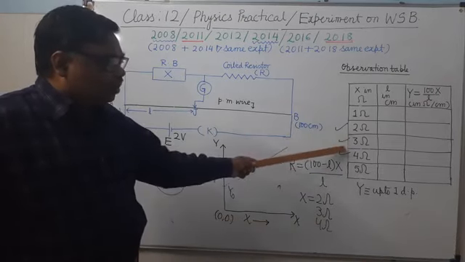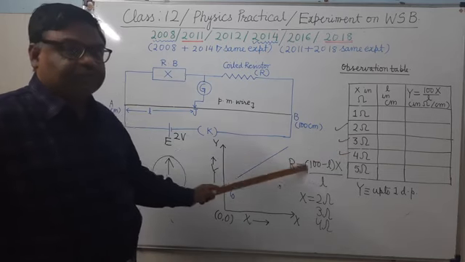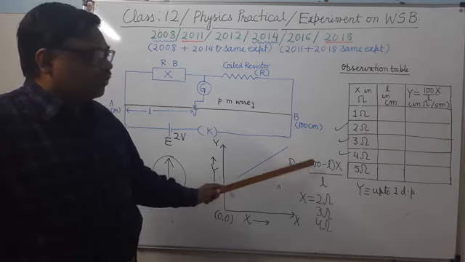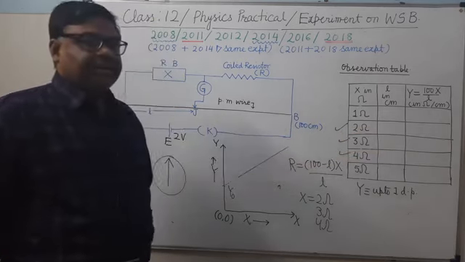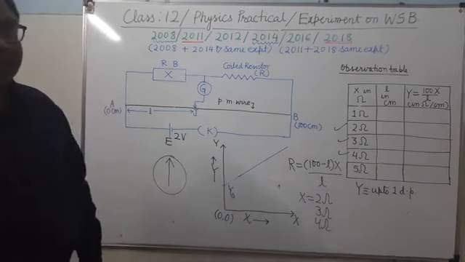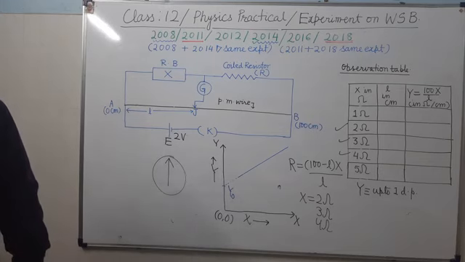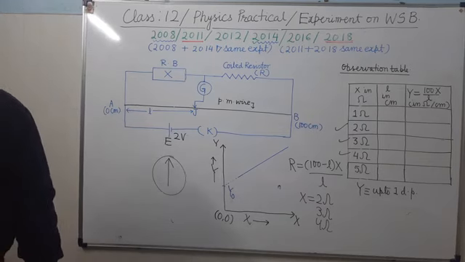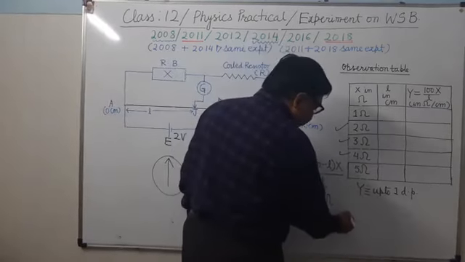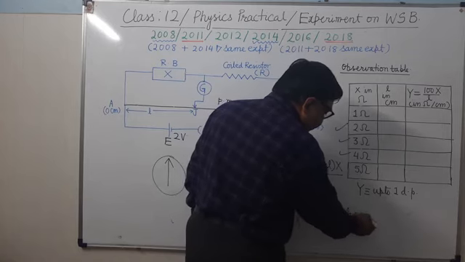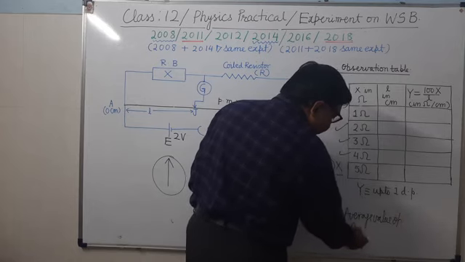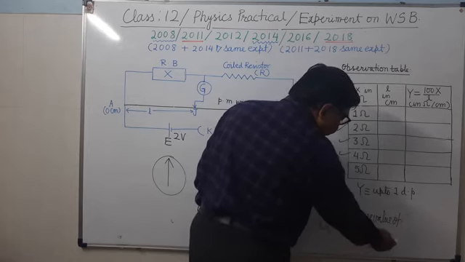For 2 ohm, 3 ohm, 4 ohm, you will make a separate observation table. But you will write down the same values of L which you have recorded here. It's clear? No need to do it once again. You will record the same values of L which you have recorded in this. And then you will find out the average value of capital R up to 1 decimal place.